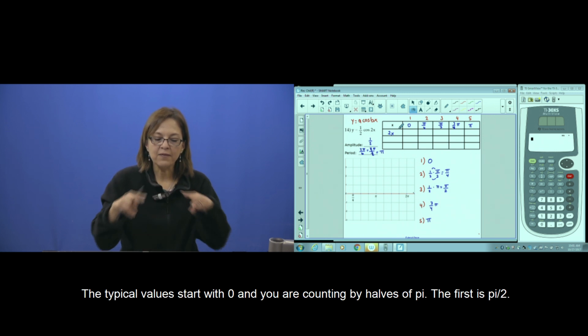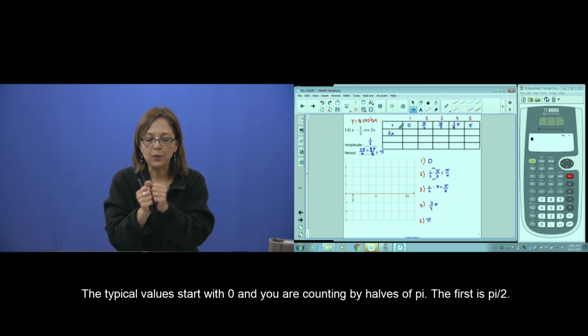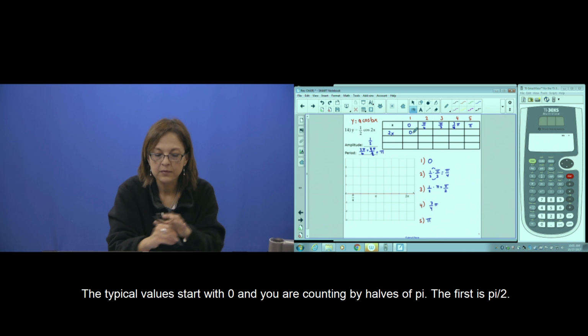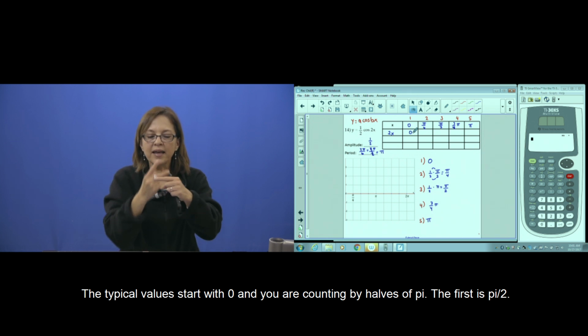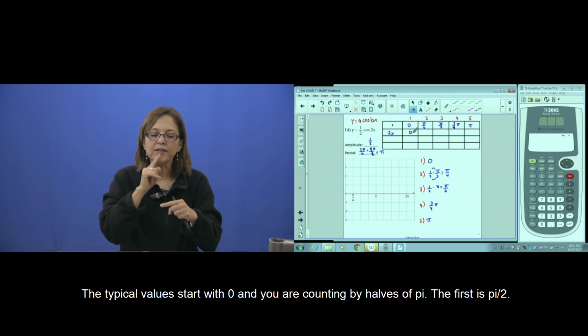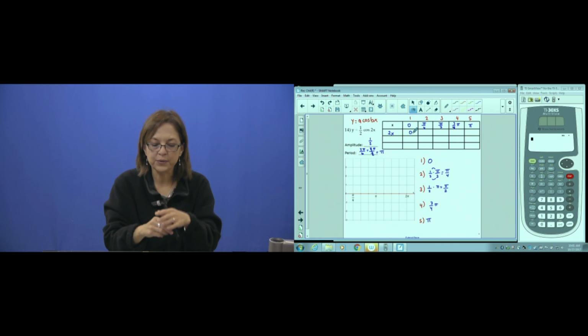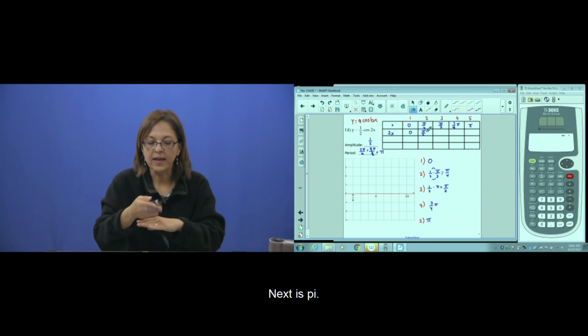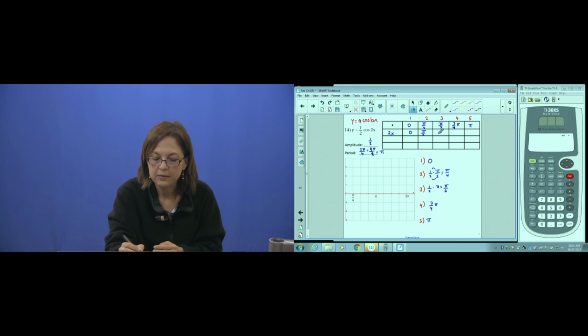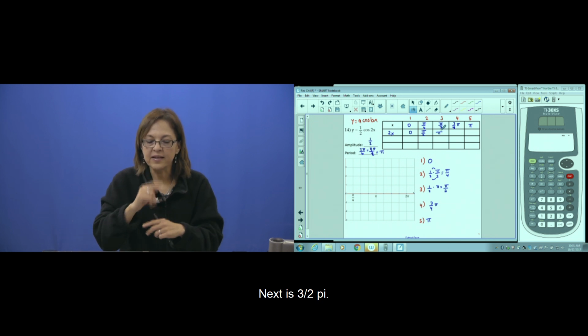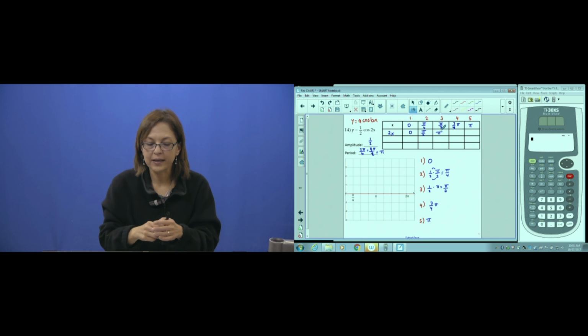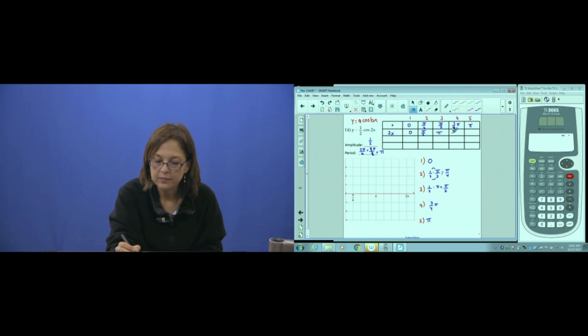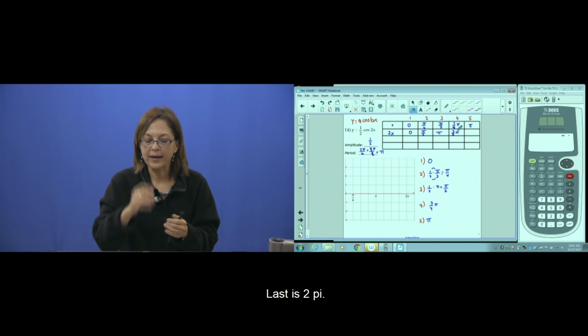The typical values start with 0, and you are counting by halves of pi. The first is pi divided by 2. The next is pi. The next is 3/2 of pi. And the last is 2 pi.